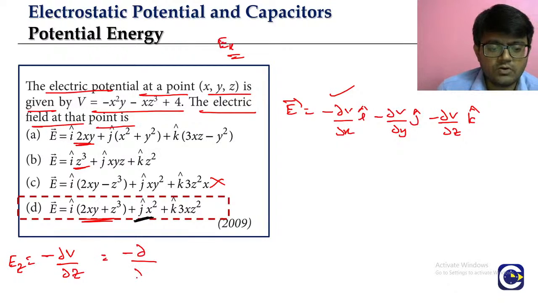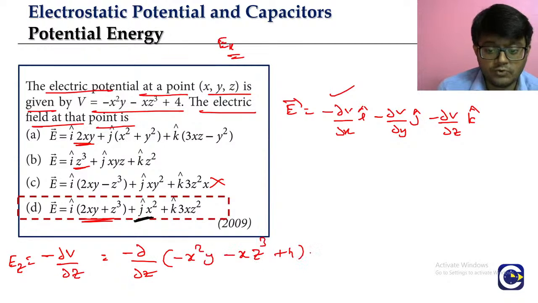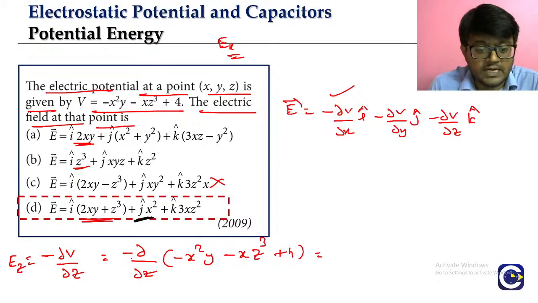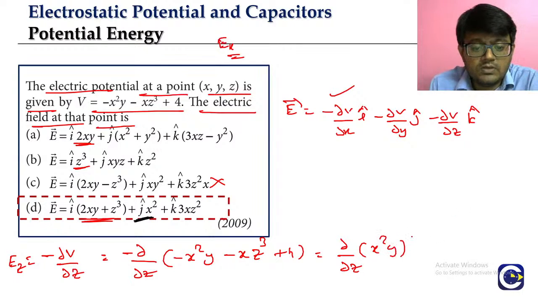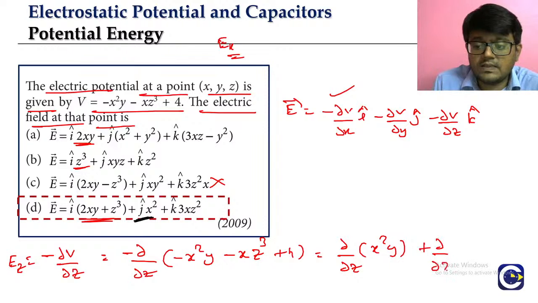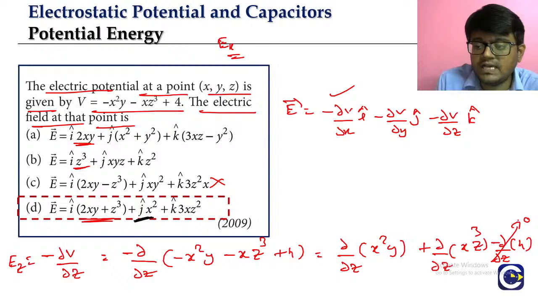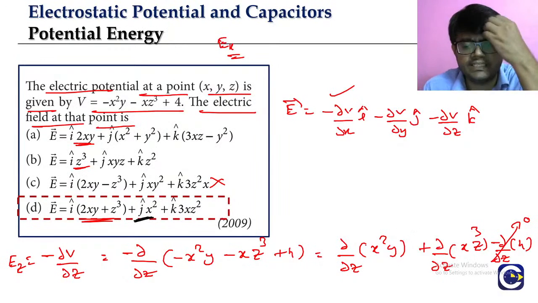So minus dou by dou z of minus x square y minus xz cube plus 4. இதுலயும் அப்படிதான் தனித்தனியா நம்ம ஸ்ப்ளிட் பண்ணி எழுதலாம். Minus into minus is what? Plus. Okay, அப்புறம் minus into minus is what? Plus. Last term will be minus. See, last term will be 0, derivative of constant.